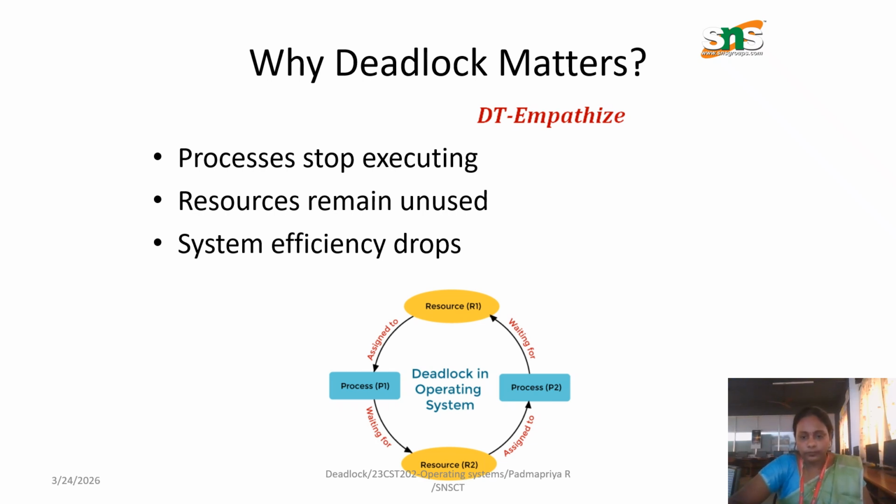Here, resource one is assigned to process one, but process two is waiting for that particular resource one. And resource two is assigned to process two, and process one is waiting for resource two. So while these two resources are held by some other process, but these processes are waiting for the same resources, that could be the reason for deadlock.